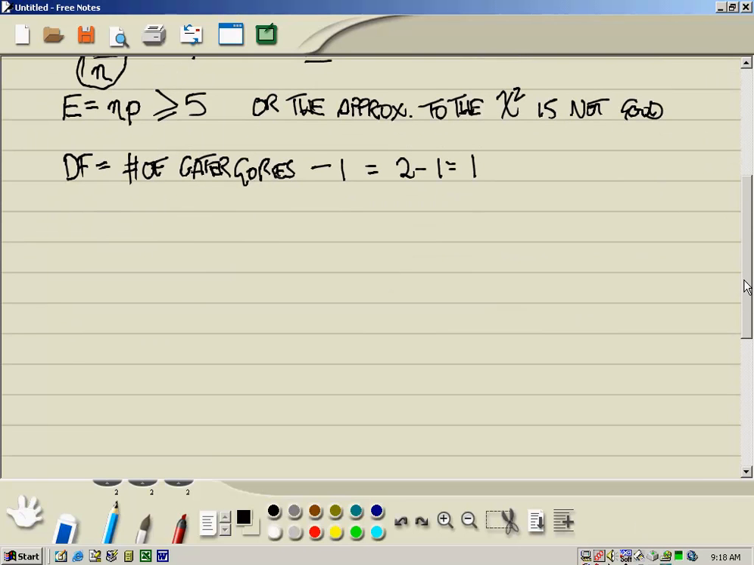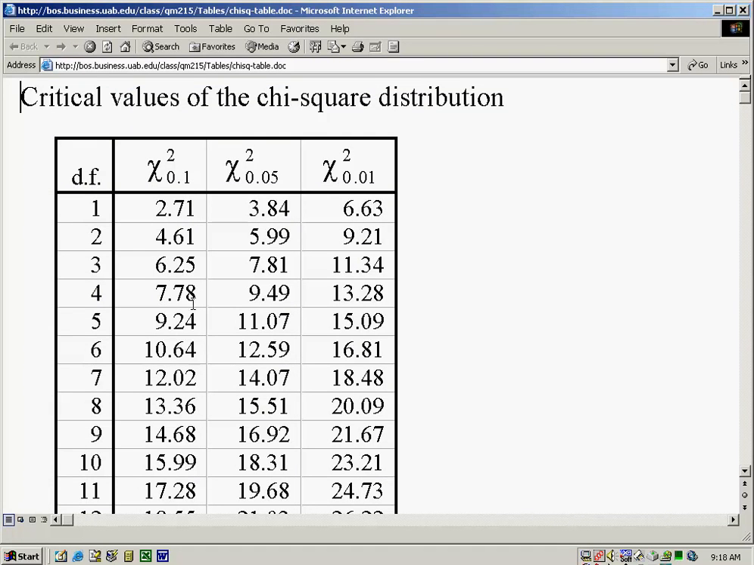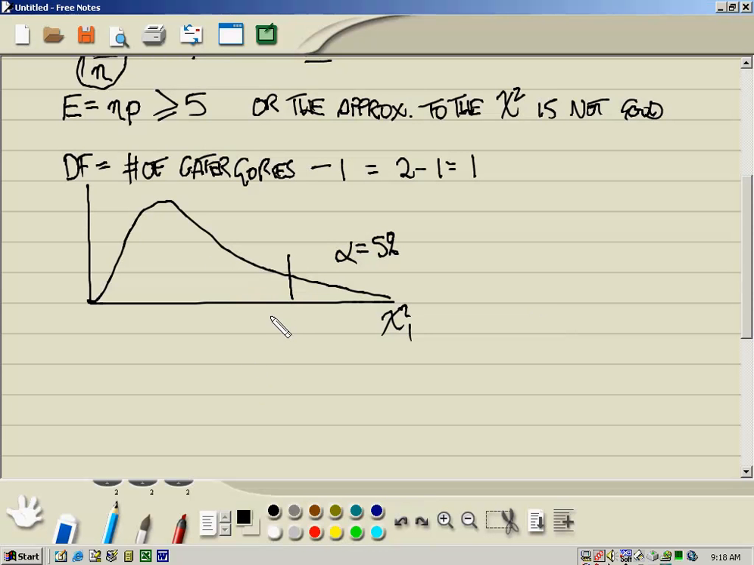So now we can draw our distribution. Remember, the chi-squared distribution starts at 0, climbs quickly, and then trails off to infinity. So let's call this our chi-squared with 1 degree of freedom. We use an alpha of 5%. And we're going to go to the chi-squared tables and find the critical value. So here's our chi-squared table. 1 degree of freedom, the first row, alpha of 5%, and we have a critical value of 3.84.